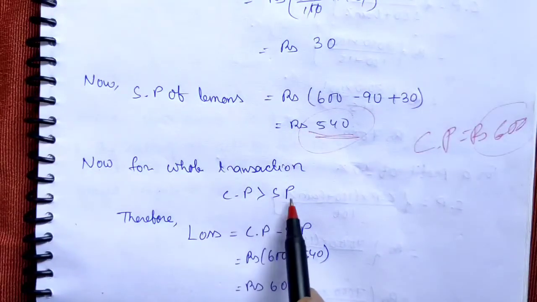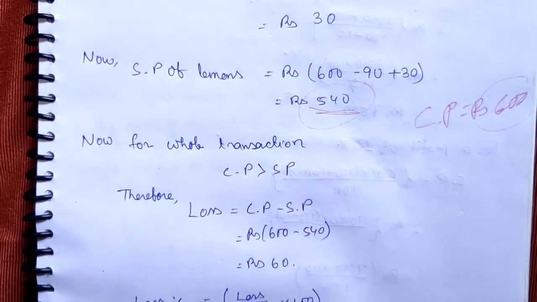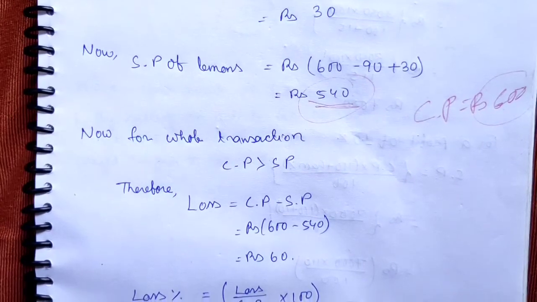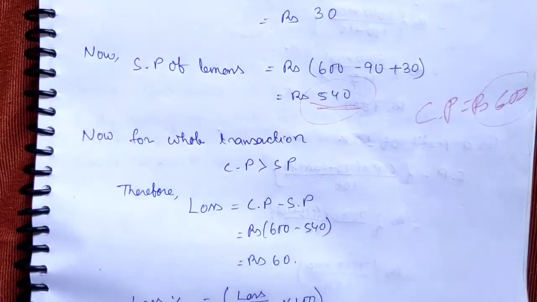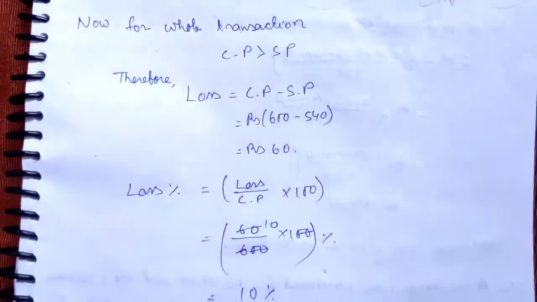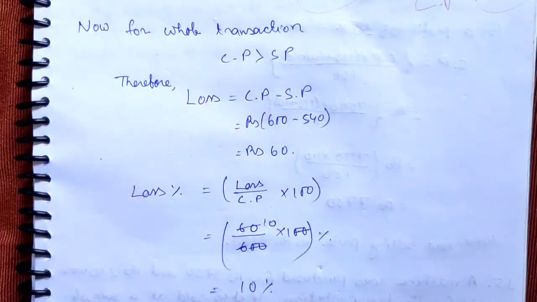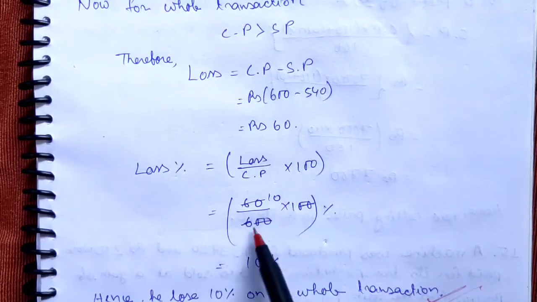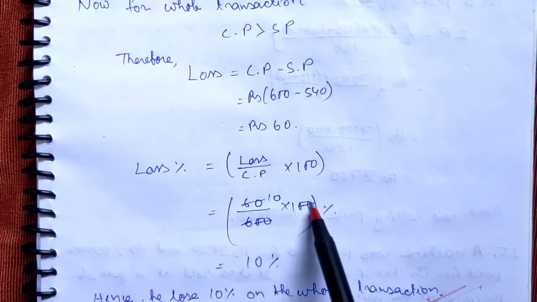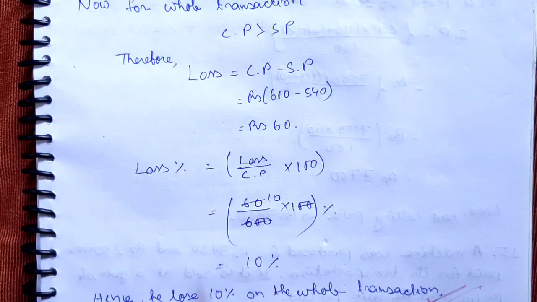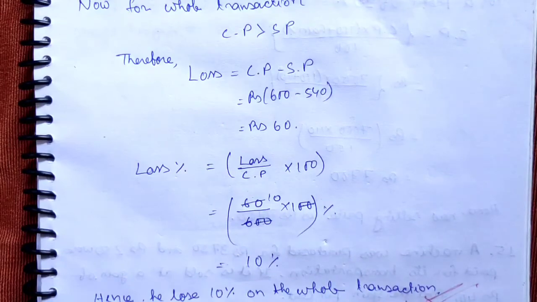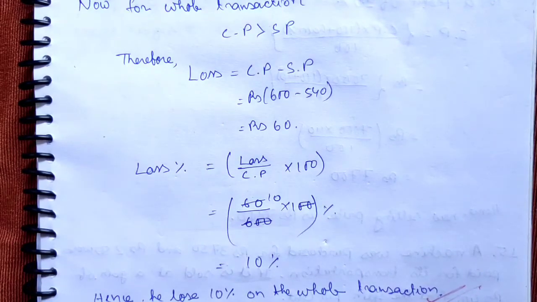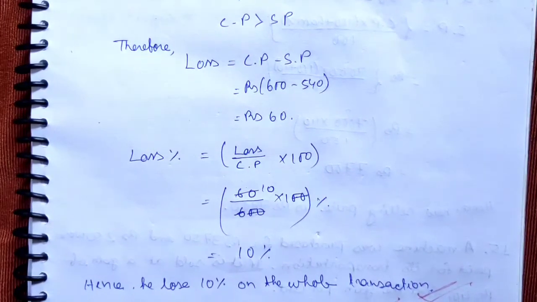So CP is greater than SP, that means loss. Loss is what? 600 minus 540 is how much? It is 60. Okay, so this 60, now we have to find out in percentage. So loss by CP into 100. So the double zero cancels, left is 60 divided by 6, which is 10%. Therefore he lost 10% on the whole transaction. I hope this is clear to you. If you still have any doubt, you ask me, we will discuss it in our next class.